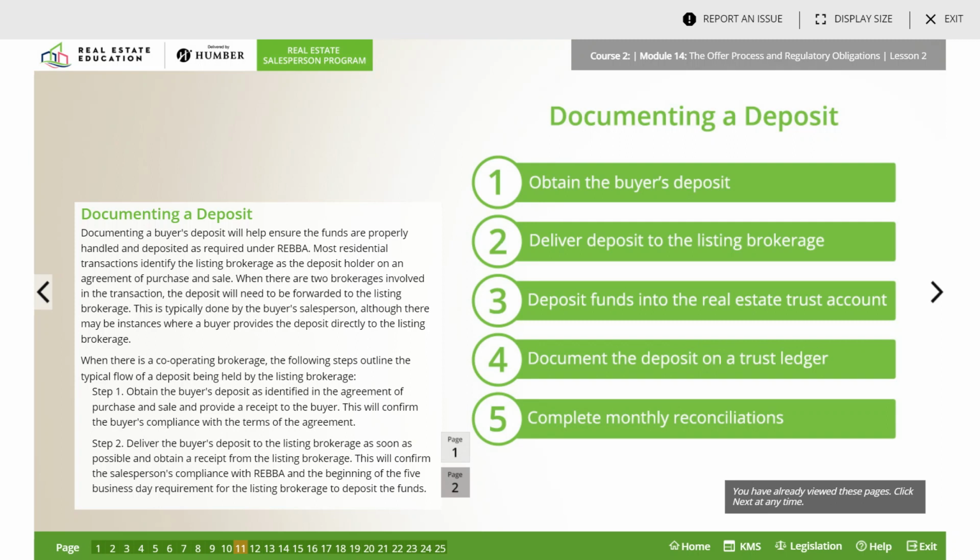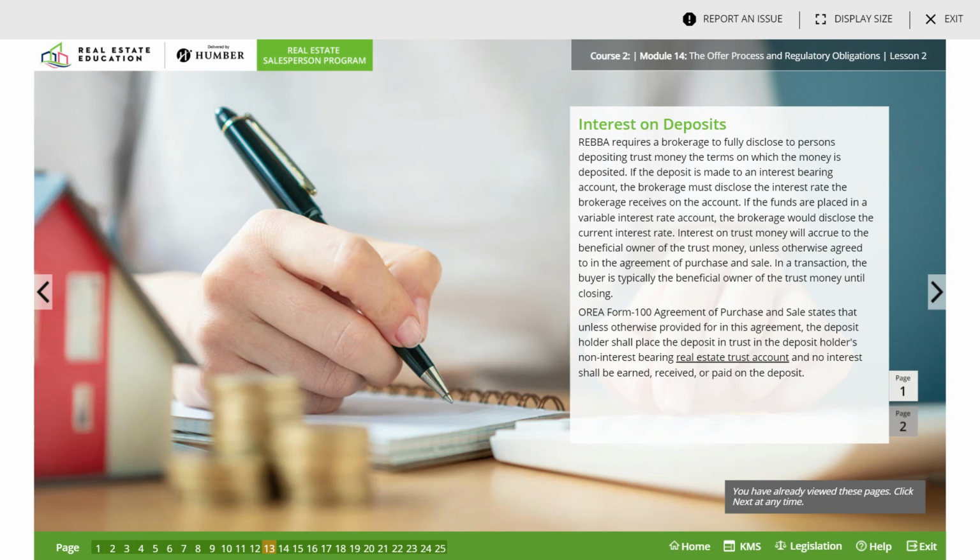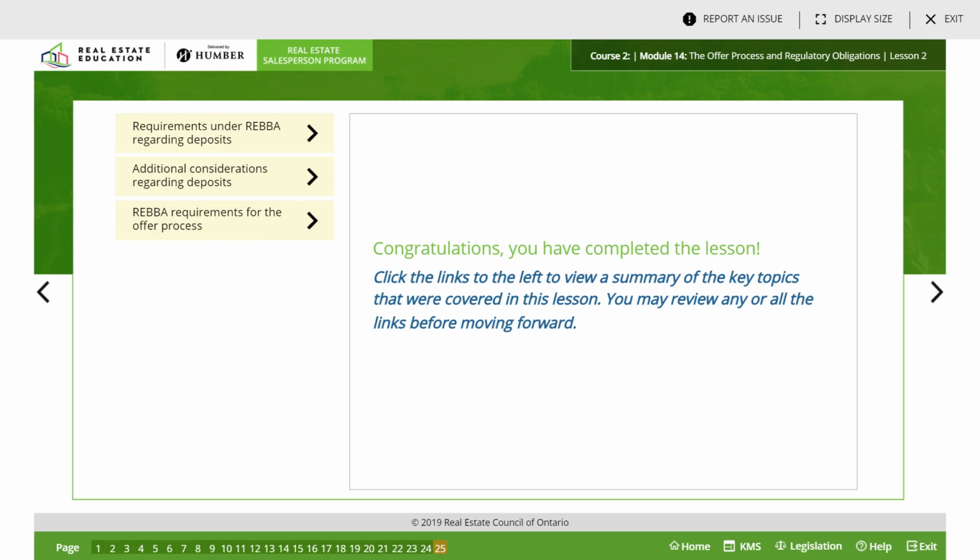Documenting a deposit. Obtain the buyer's deposit, deliver the deposit to the listing brokerage, deposit funds into the real estate trust account, document the deposit on a trust ledger, and complete monthly reconciliations. Okay, cool, sounds good. Yeah, so that was basically lesson 2. Let's move on to lesson 3.